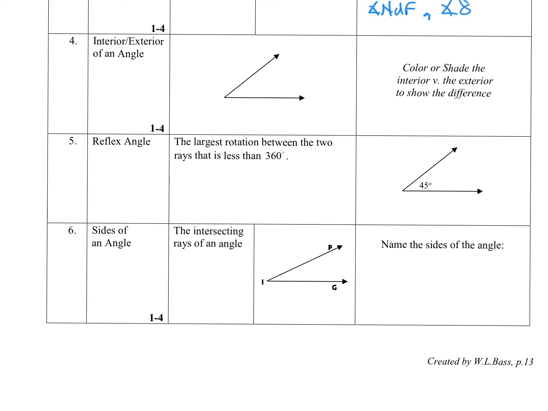The next thing we're going to cover here is the interior and the exterior of an angle. Now, there's no definition that I need you to do. I just need you to know what I'm talking about when I talk about the interior or the exterior. Remember, rays are going to go forever, so let's extend these rays to the edge of this little box. This would be considered the interior of the angle. So this entire space here is called the interior of our angle.